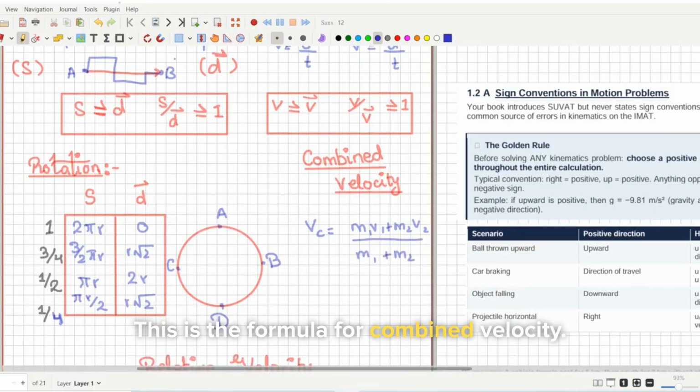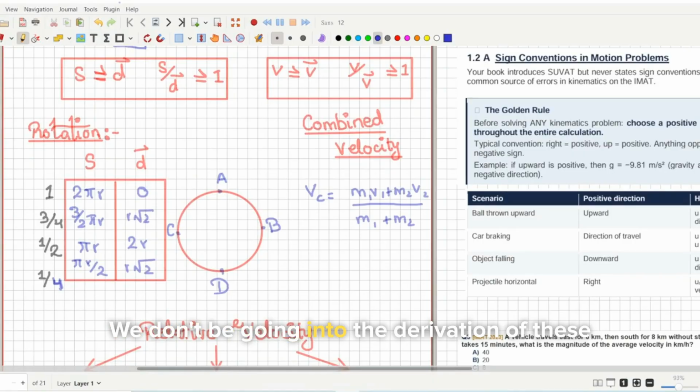This is the formula for combined velocity. We won't be going into the derivation of these formulas because derivations are really long and it will take a lot of time. So you just need to memorize the formulas so you can just use them in the final exam. Believe me, we will cover all the formulas that you need to know for the IMAT exam, but you don't need to know about the derivations, because derivations are really long and there is no point in learning and memorizing them because they are irrelevant for the IMAT exam.